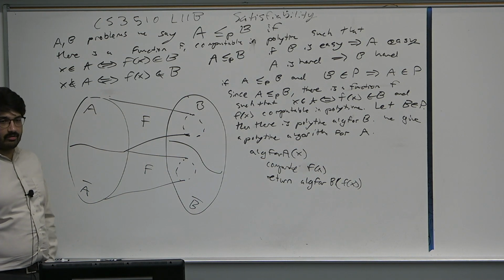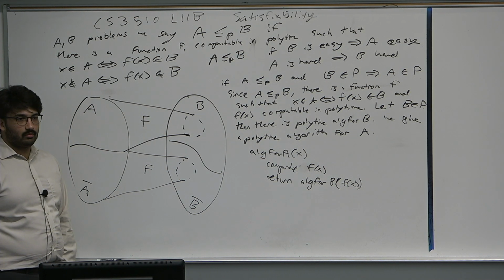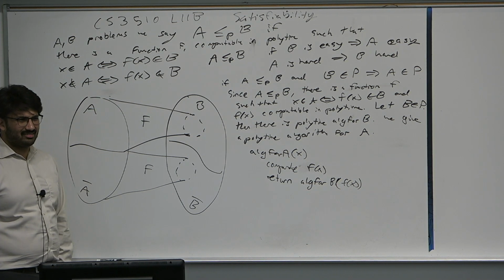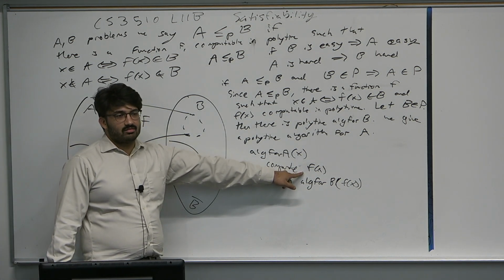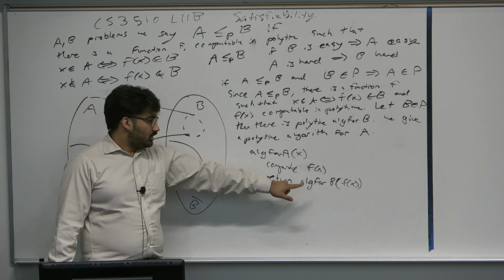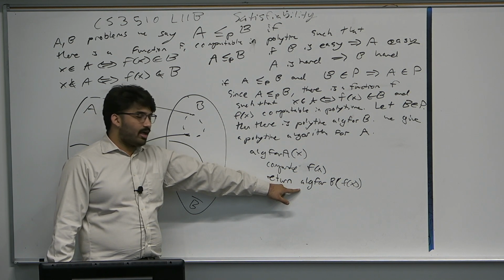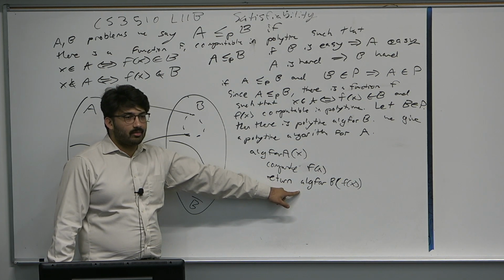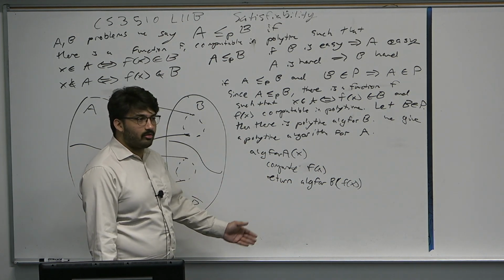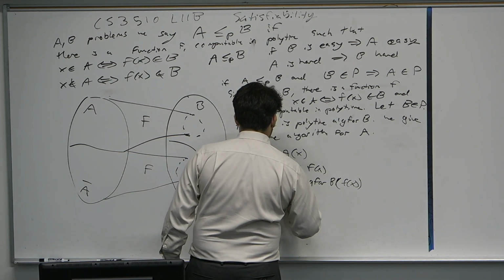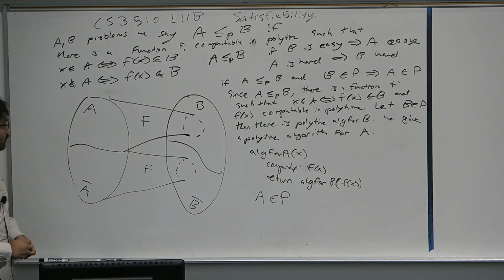What is the runtime of this algorithm for A? What is it at least dependent upon? How long does it take to compute f of x? That takes polynomial time. How long does it take to run the algorithm for B? Polytime. Polytime plus polytime is polytime. So this is a polynomial time algorithm. So that's enough for us to say that A is in P. Let us illustrate this a bit more. We want to determine if some problem is here or here.